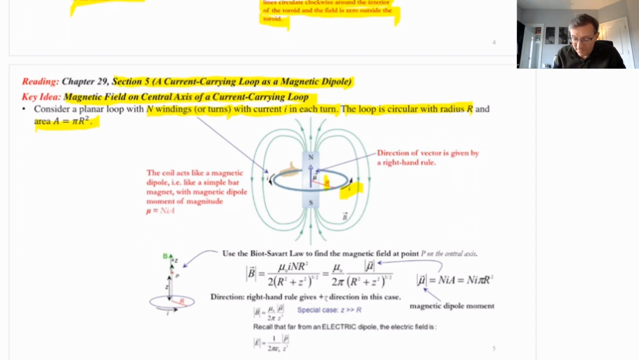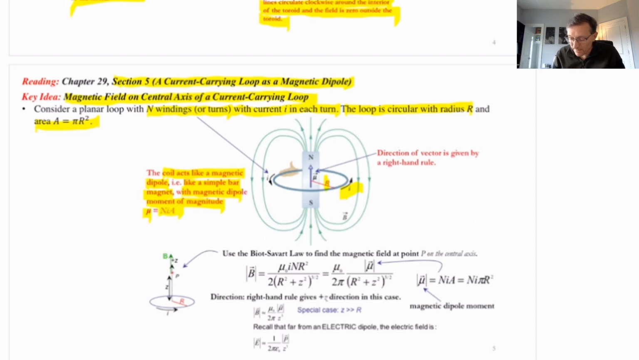And interestingly enough, such a thing, we call it a coil, acts like the simplest example of what we call a magnetic dipole, which we talked about briefly in chapter 28. It behaves, in fact, much like a simple bar magnet, with the magnetic dipole moment, mu, of N, number of windings, times current, times the interior area.